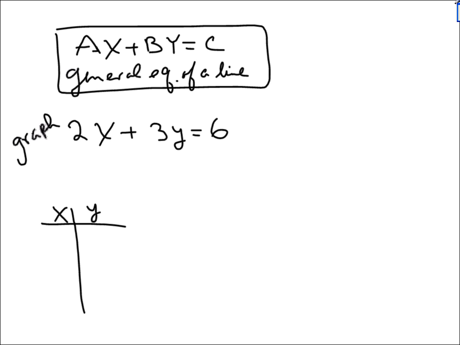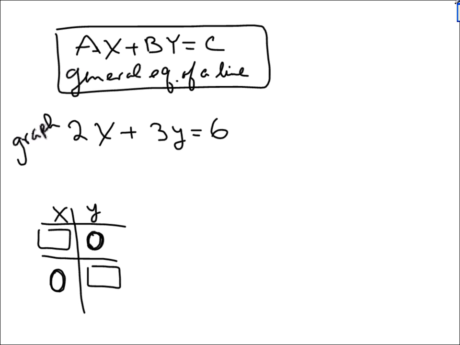You should find the x-intercept, that is, let y equal 0. And you should find the y-intercept by letting x equal 0. When you let y equal 0, you have to find x, and next when you let x equal 0, you have to find y. But this is pretty easy.